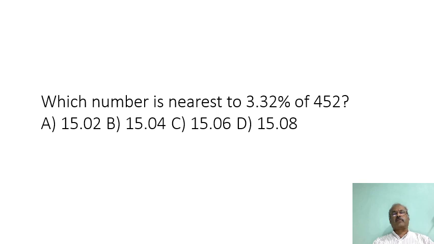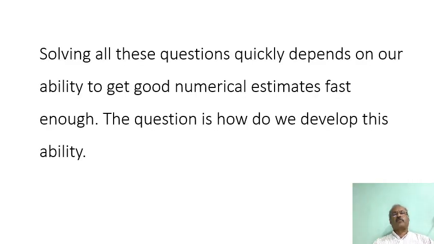Now we turn to estimation of percentages. Which number is nearest to 3.32% of 452? The options are 15.02, 15.04, 15.06, and 15.08.